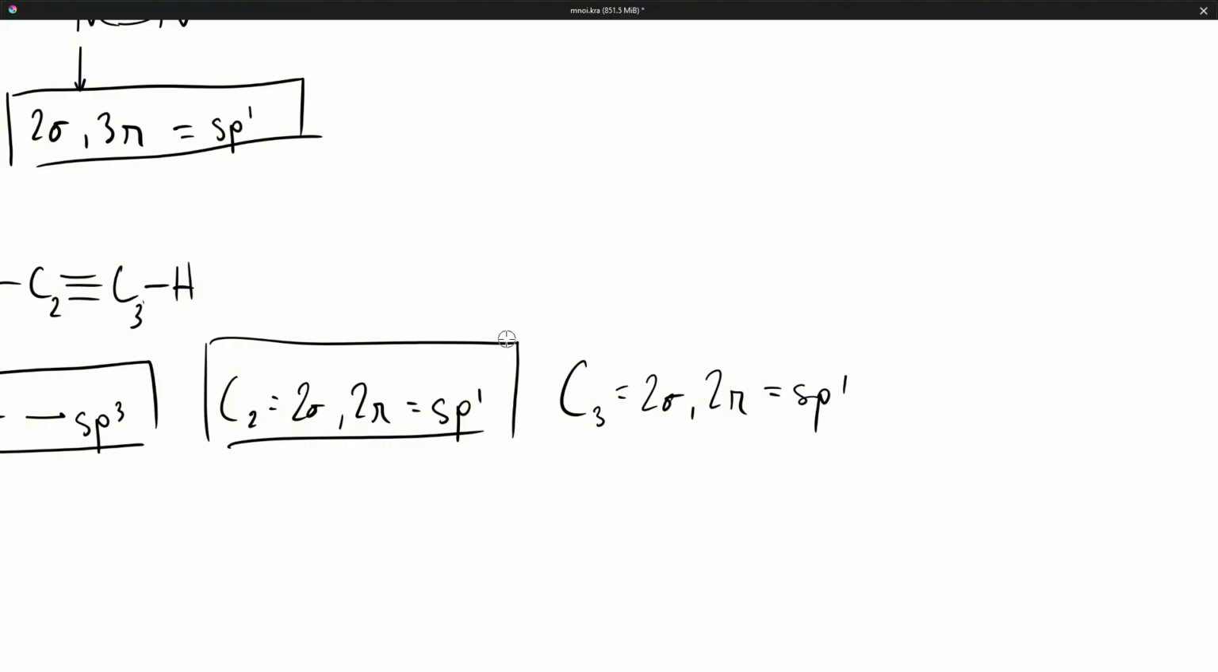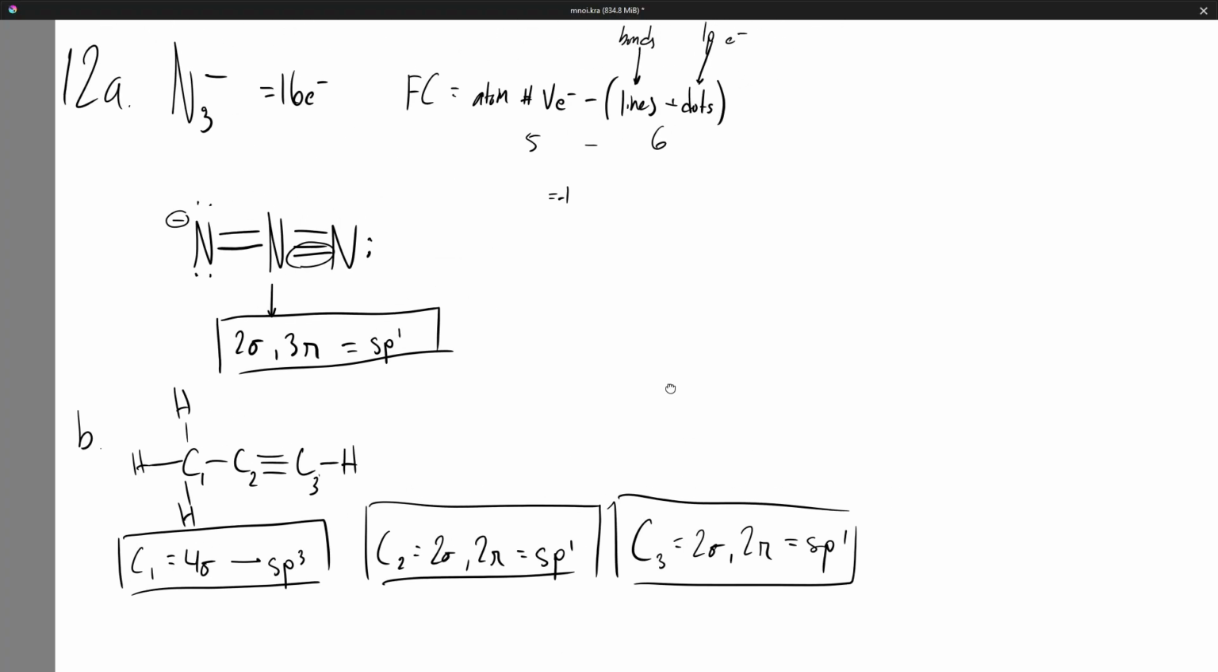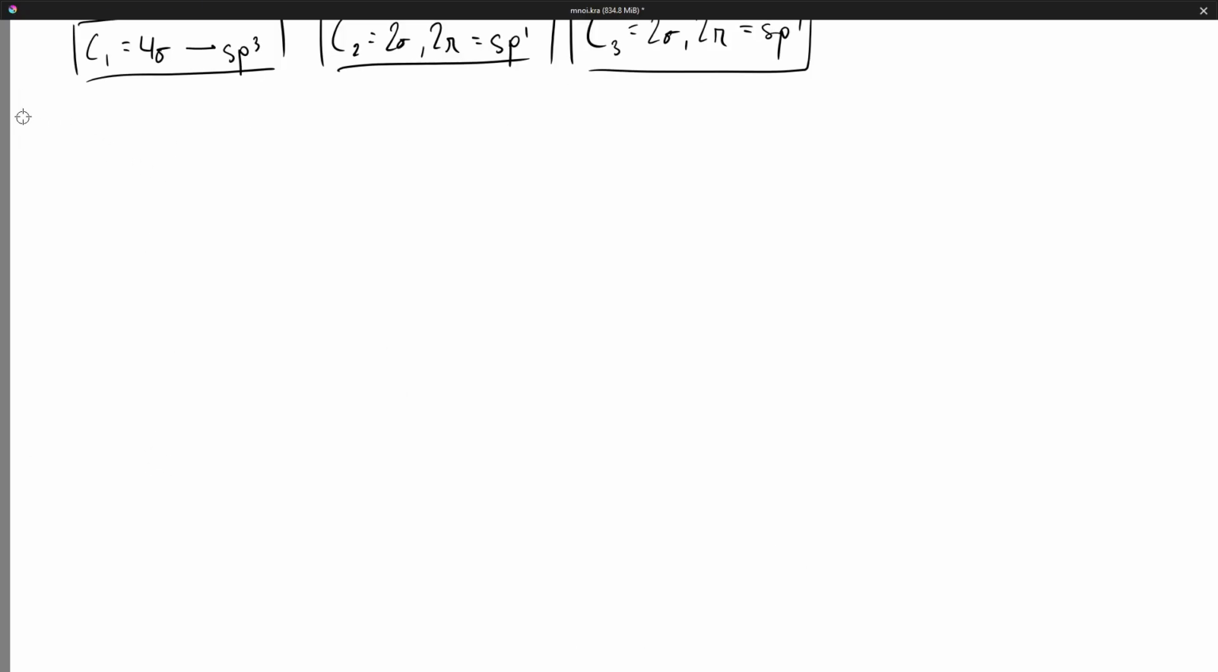It's sp1. And that's it for this. These are pretty easy as long as you know how to draw the Lewis dot structures. Just remember you want the least number of atoms in the molecule to have a form of charge if there is a charge involved. But for this one, there wasn't a charge involved, so you were good with that. Okay, so 13.